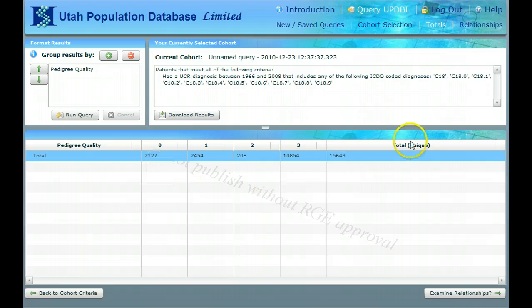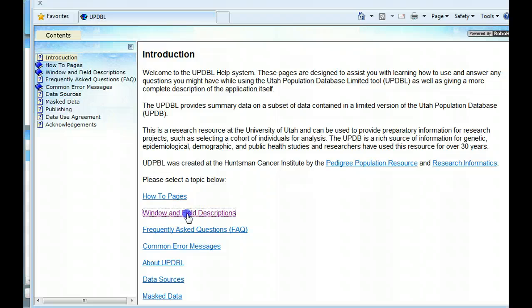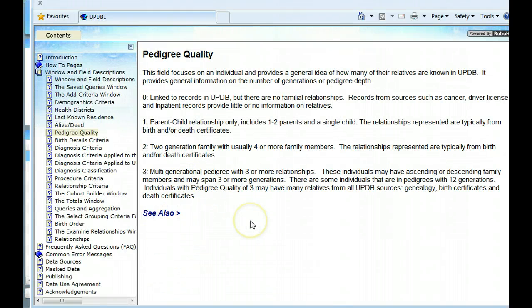To see exactly what a pedigree quality of 0 means, let's visit the Help pages. We go to Window and Field Descriptions, Pedigree Quality. These definitions are here for your reference, but in general, pedigree quality is an indicator of how many relatives or generations an individual has in the Utah Population Database. This is shown by a numerical value between 0 and 3, with 0 meaning there is no pedigree information and 3 referring to a multi-generational pedigree with 3 or more relationships.